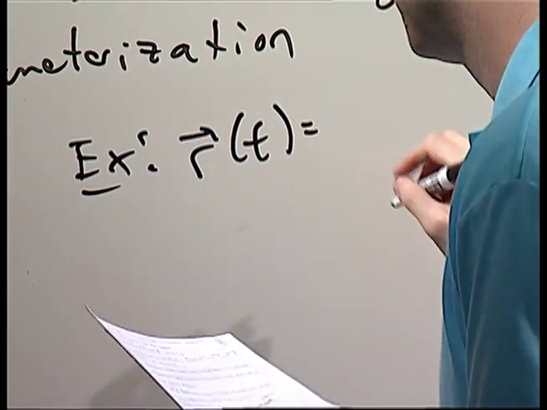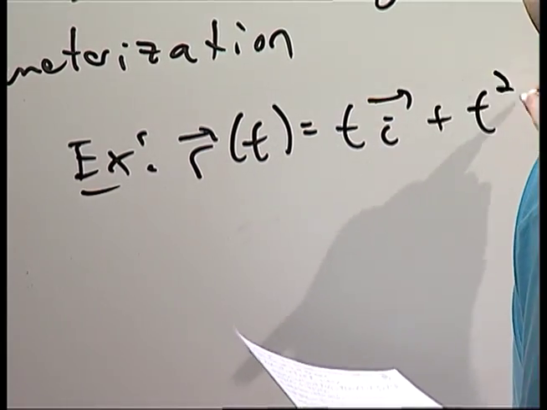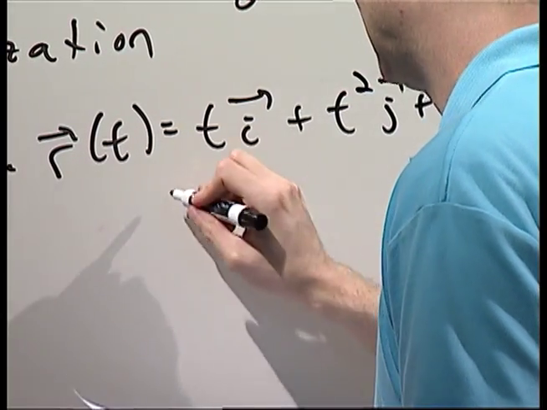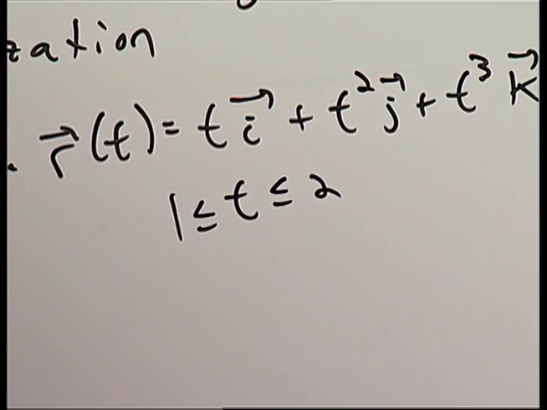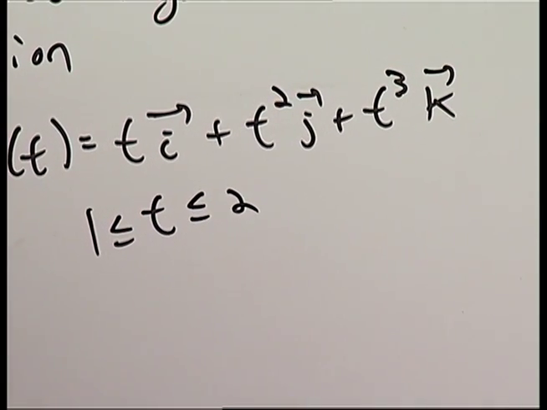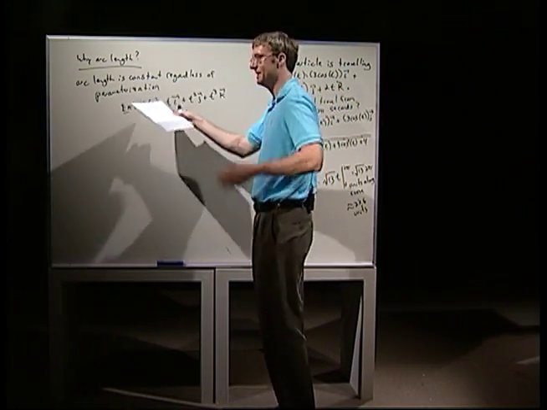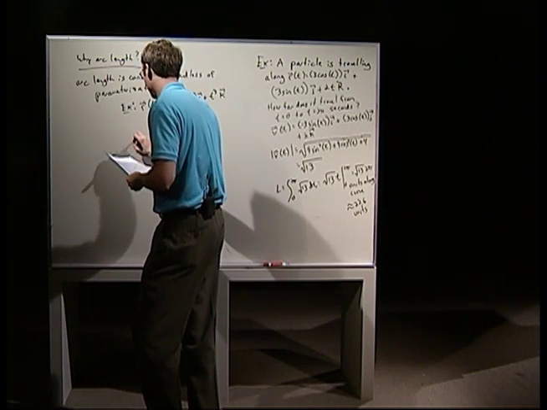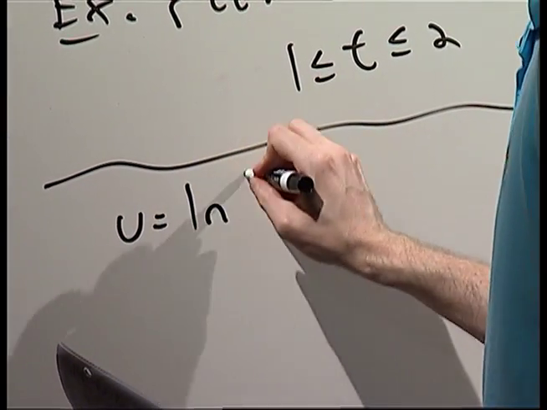Suppose I had the space curve t i, t squared j, t cubed k, and I'm fixing time between 1 and 2. So there's that. How could I reparameterize this? Well, take a look. Suppose that I made a substitution.